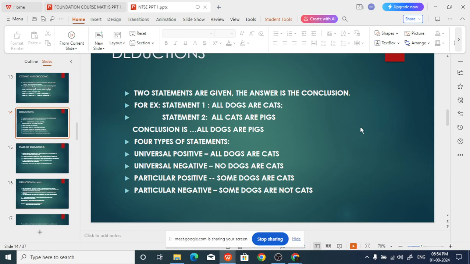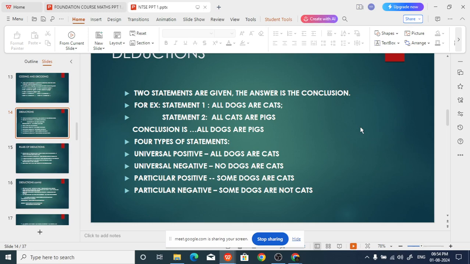Four types of statements are given. All dogs are cats. This kind of statement can be called a universal positive statement. Why is it universal? All means all the dogs in the universe. And it's a positive statement because there is no not or does not. So we can call all dogs are cats a universal positive statement. Do you agree with me?